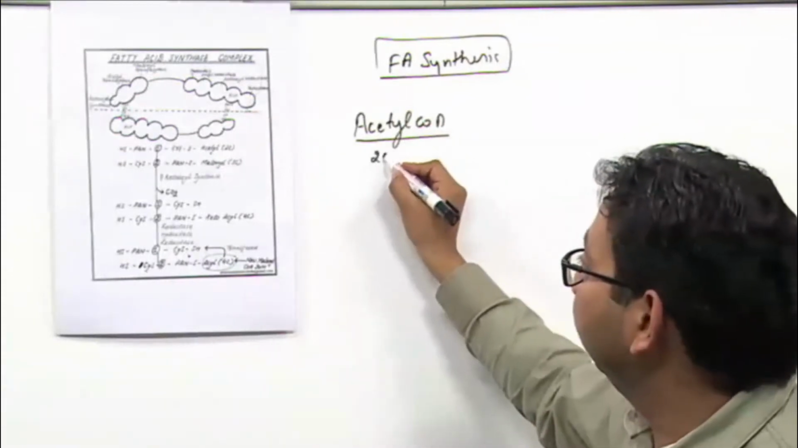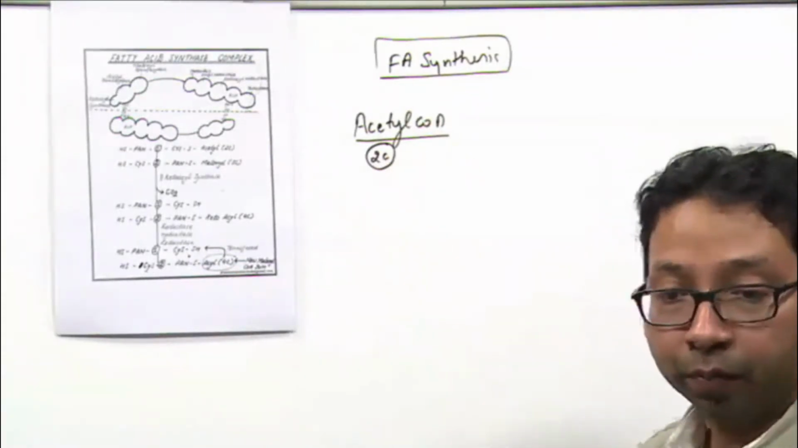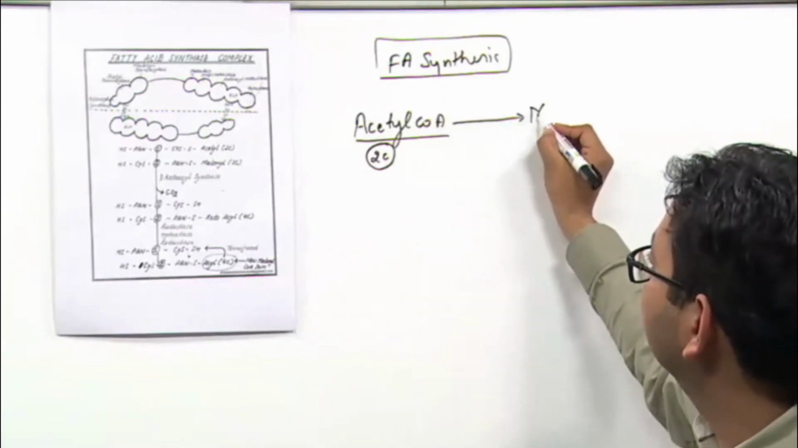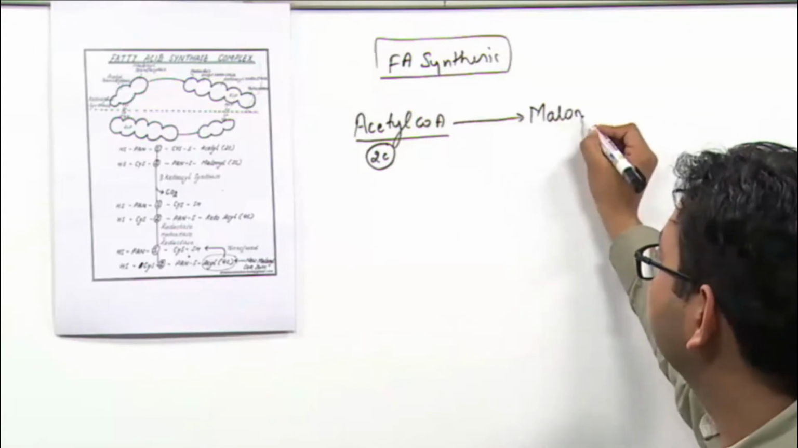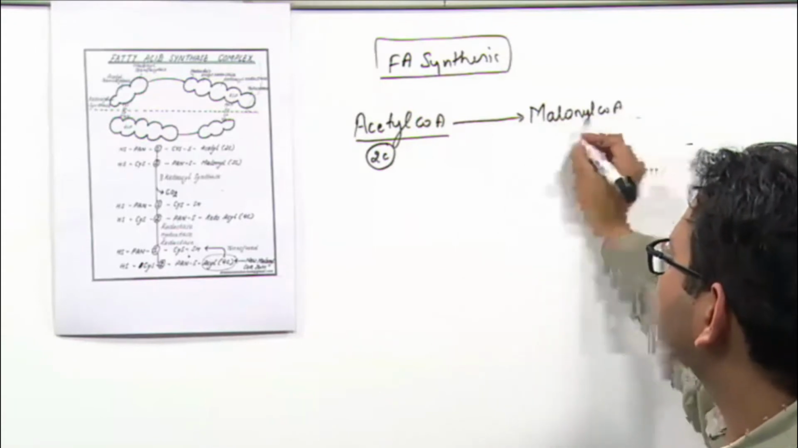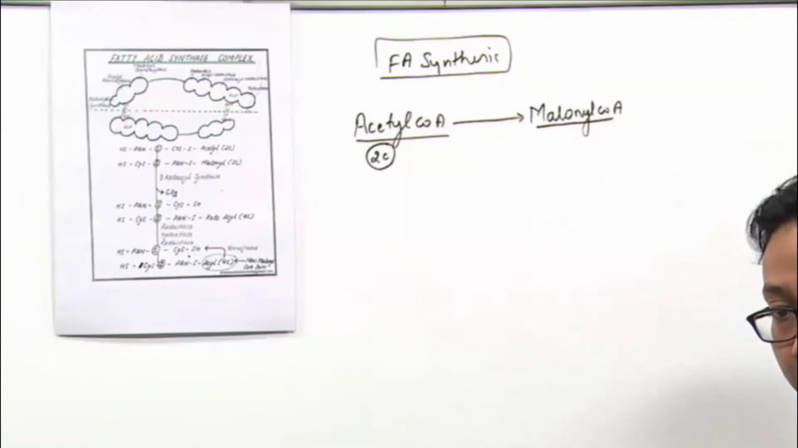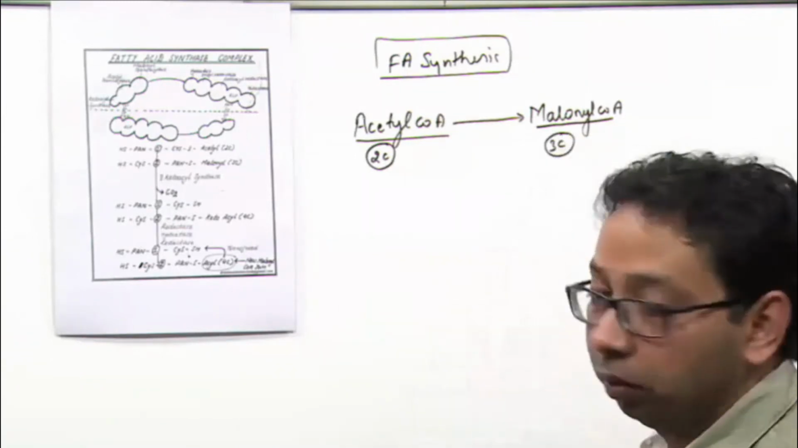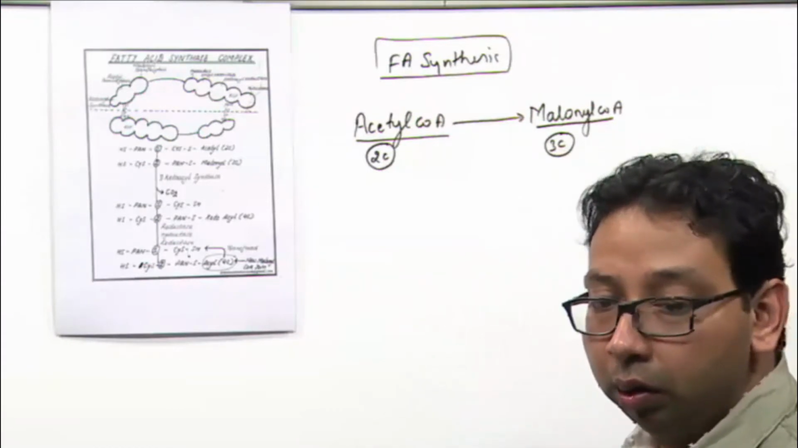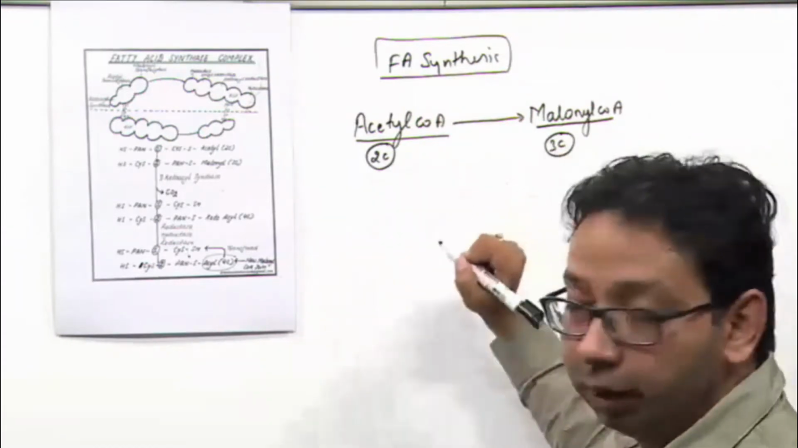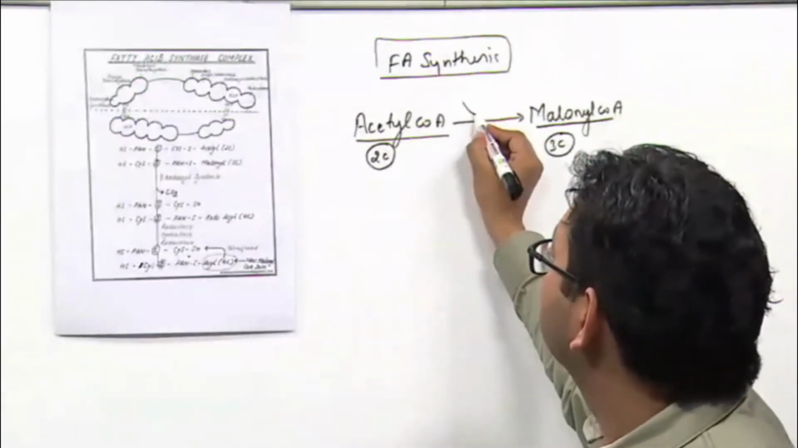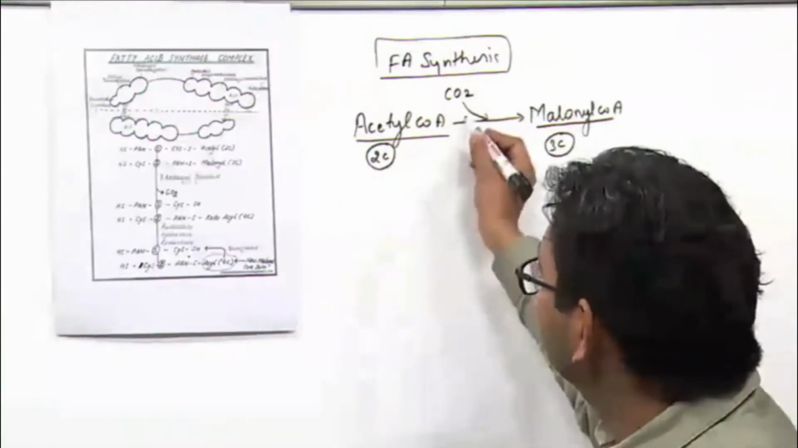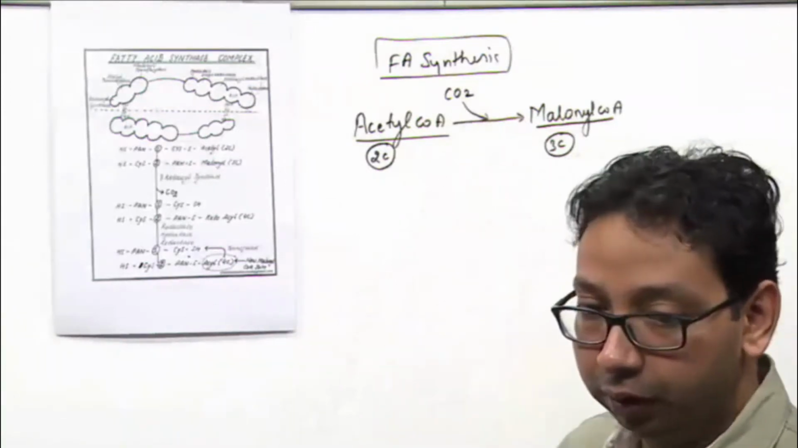Acetyl coenzyme A has 2 carbons. We found that acetyl coenzyme A is converted to malonyl coenzyme A. Malonyl coenzyme A has 3 carbons. A 2 carbon compound becomes a 3 carbon compound, so 1 carbon must be joined. And the joining of carbon dioxide is called carboxylation.